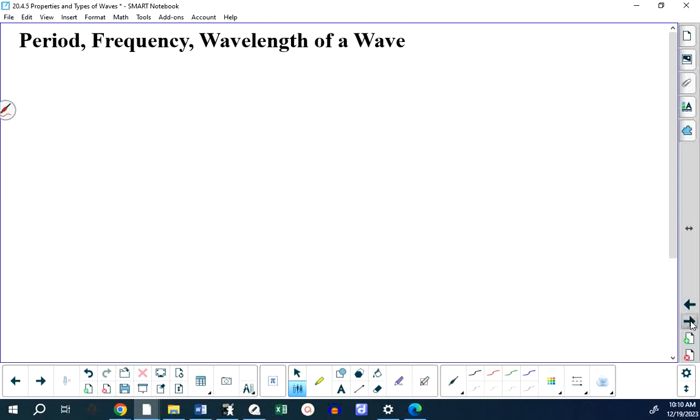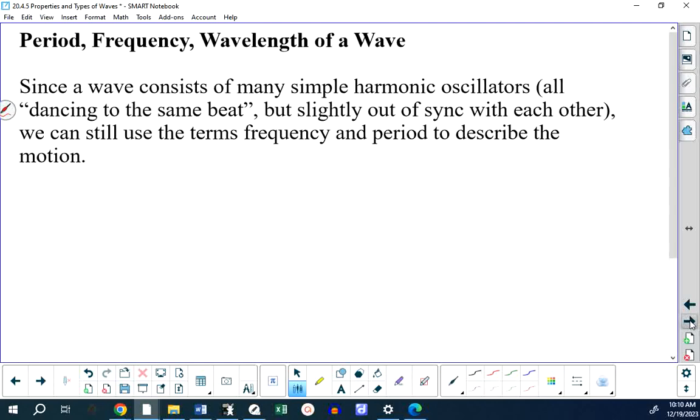Now we have to talk about period, frequency, and wavelength in more detail. We're going to adapt what we've learned about period and frequency for things like circular motion, for things like spring oscillations or pendula, to waves. A wave consists of a bunch of simple harmonic oscillators. They're all dancing to the same beat, but as I said before, slightly out of tune, out of step with each other.